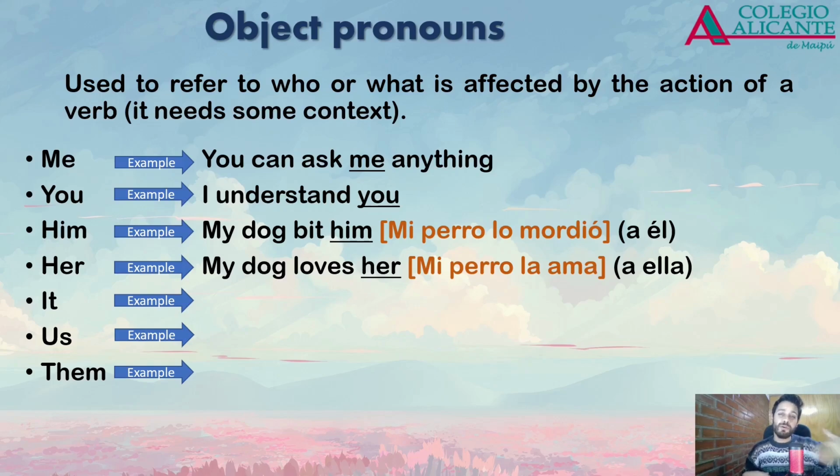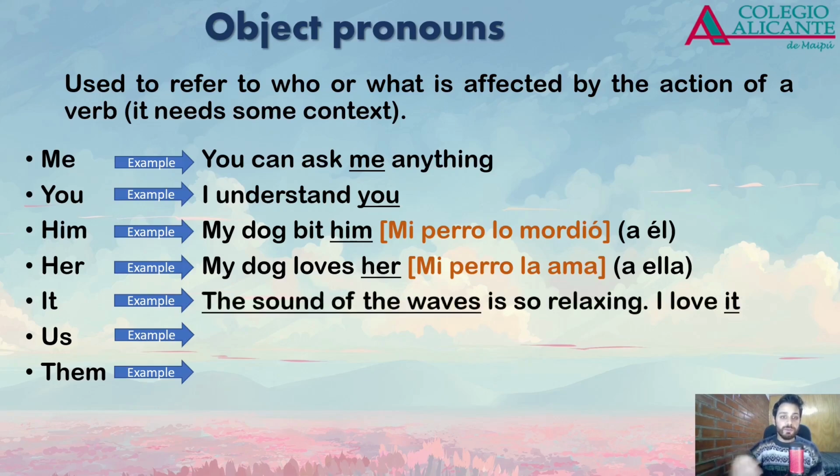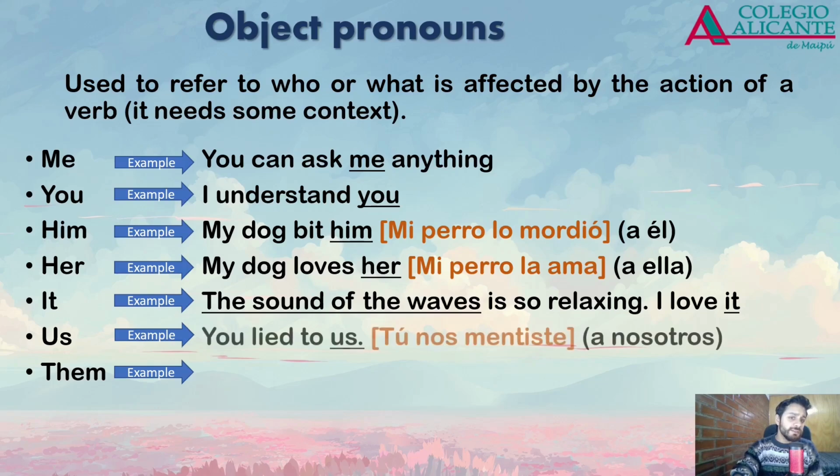Remember, we need to provide that information before. We can't just throw him or her in a sentence if we don't know who we are talking about, because it is very confusing. The same applies with it. The sound of the waves is so relaxing. I love it. So what is it? The sound of the waves, and that is the context that we are looking for. Next example: you lied to us. So you, the subject, lied to us, and we are affected by that.